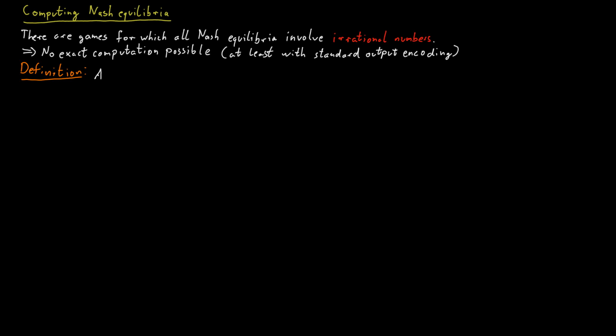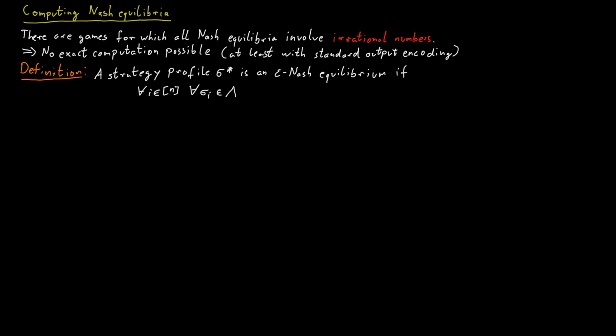We will say that a strategy profile, sigma star, is an epsilon Nash equilibrium if for all players i, and for all strategies of this player i, the payoff that the player gets when playing strategy sigma star i is at least as large as the payoff the player would get by playing a different strategy sigma i minus some epsilon.